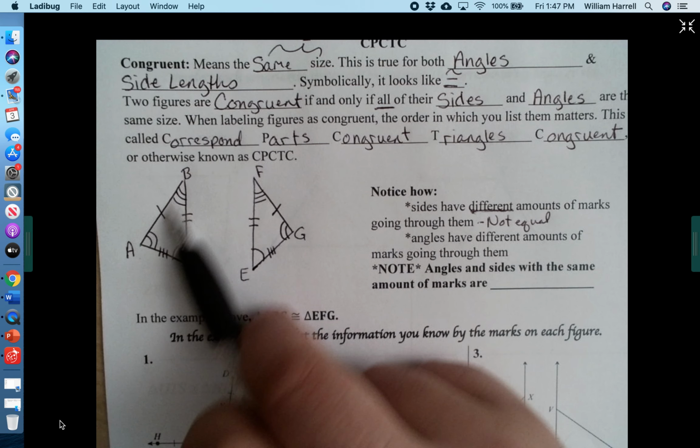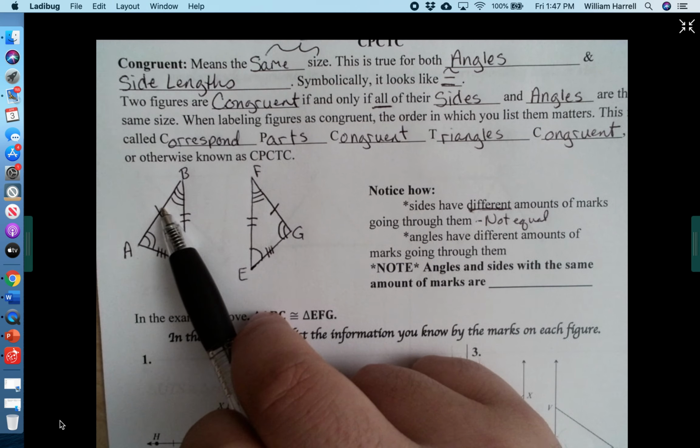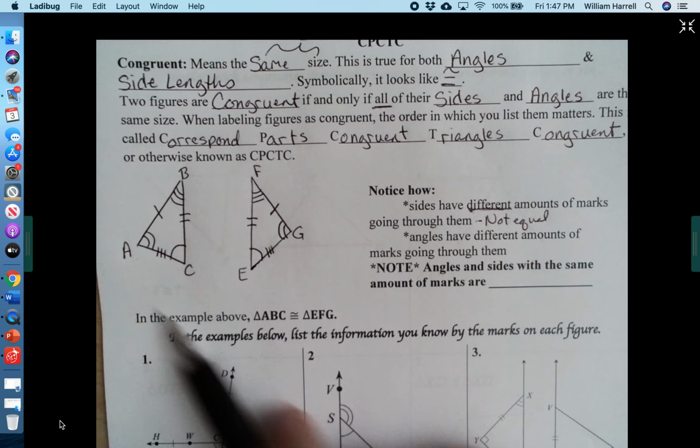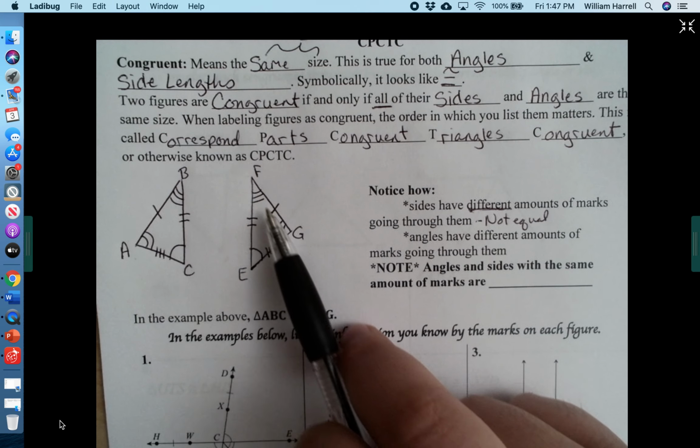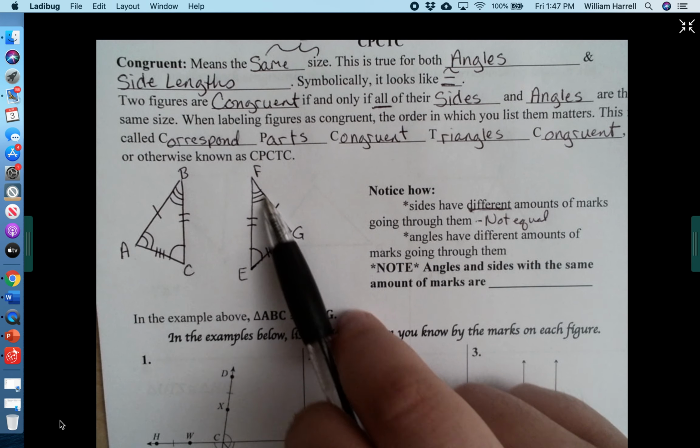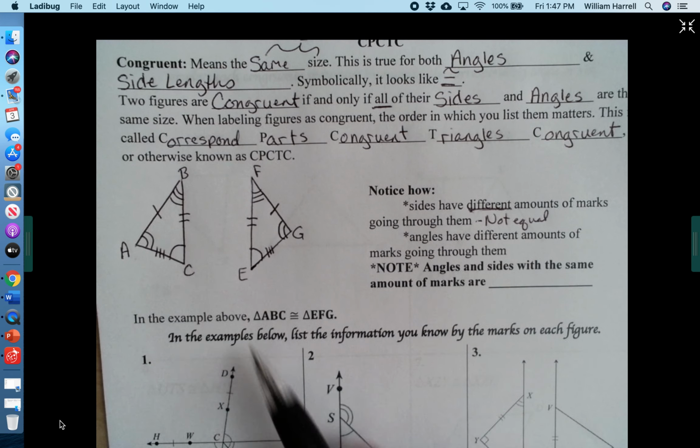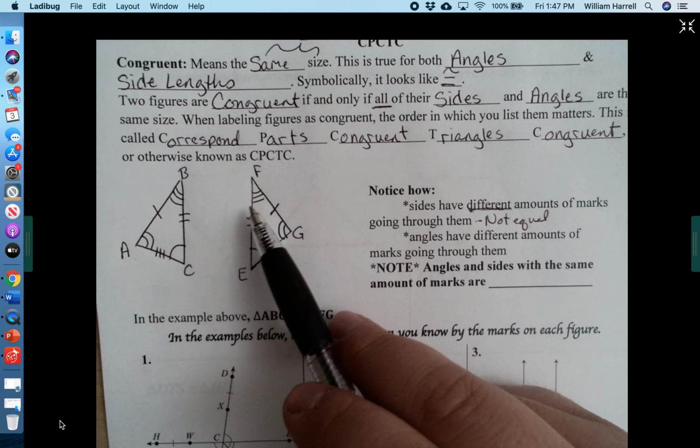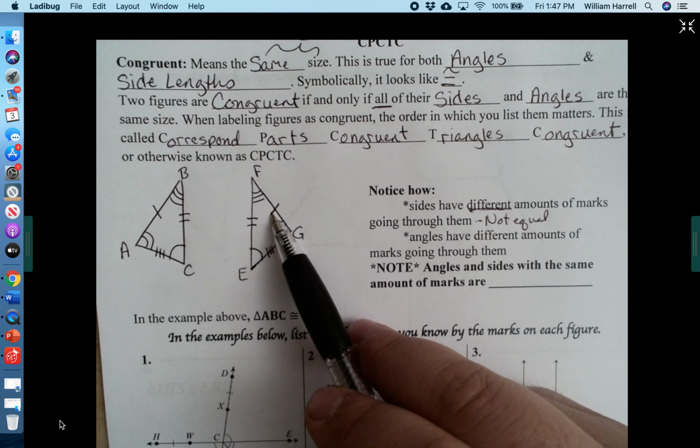However, side AB has one mark, therefore it's equal to what side in both of these triangles? Alright, it's going to be equal to FG or GF, because it has one line going through it.